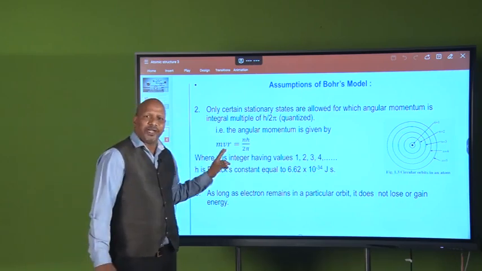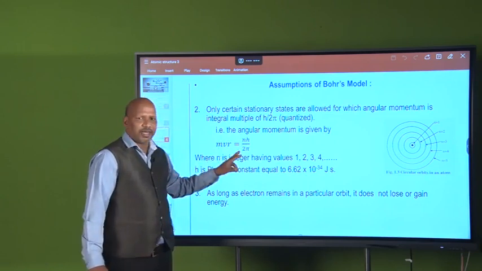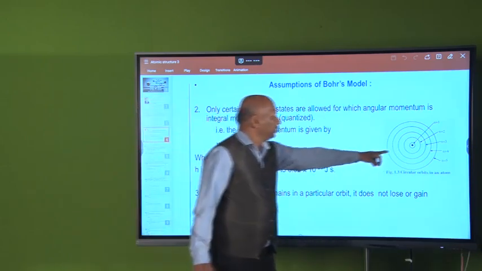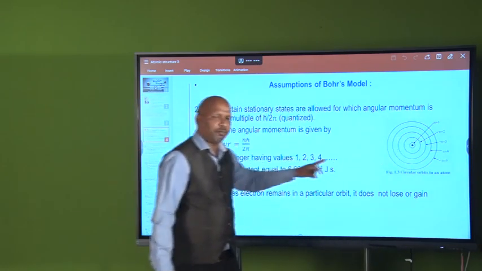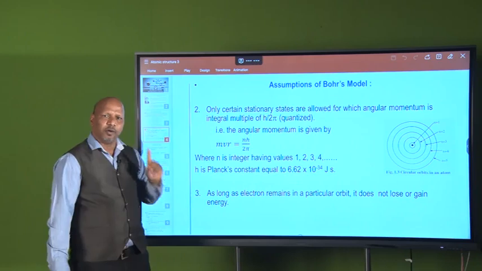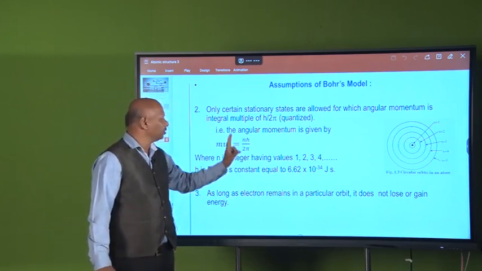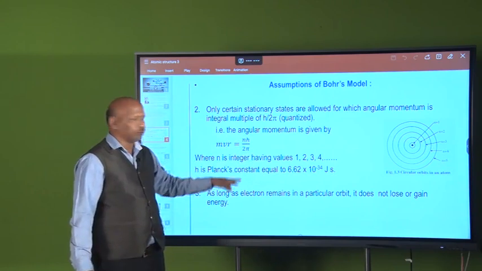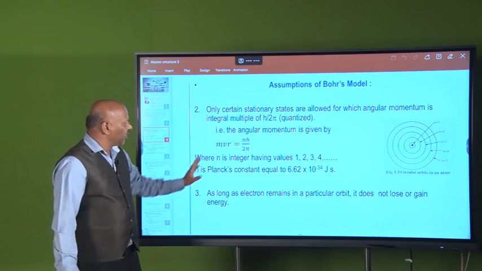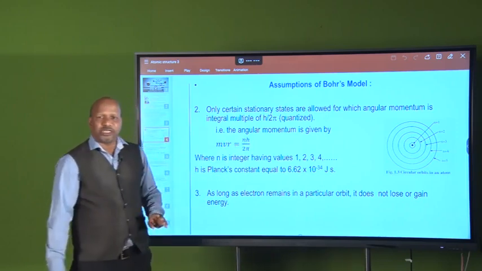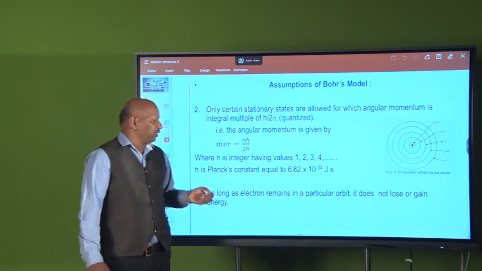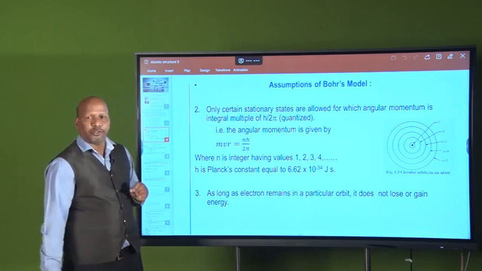We know the angular momentum is denoted by mvr, and that is equal to nh upon 2 pi. For the first orbit, n is equal to 1, so mvr is equal to h upon 2 pi. For the second orbit, n is equal to 2, that means 2h upon 2 pi; the 2 cancels out, and it becomes h upon pi, and so on. Here h is the Planck constant, and its value is 6.626 into 10 raised to minus 34 joule second.